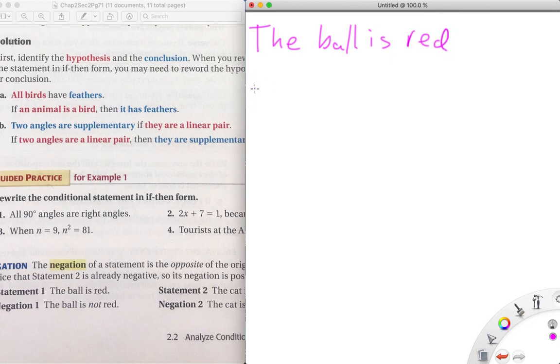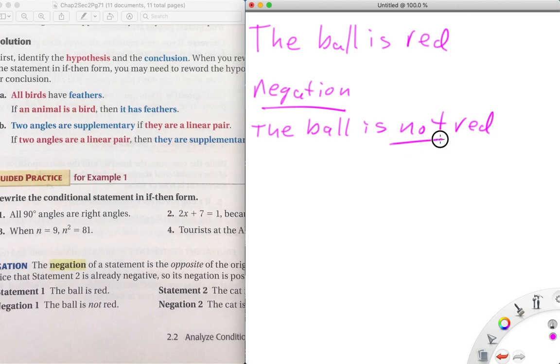Okay. The negation of that is the ball is not red. If the ball is red, then the negation, I think of it as a negative, is the ball is not red. And we have another scenario where we have the statement as the ball is not red.